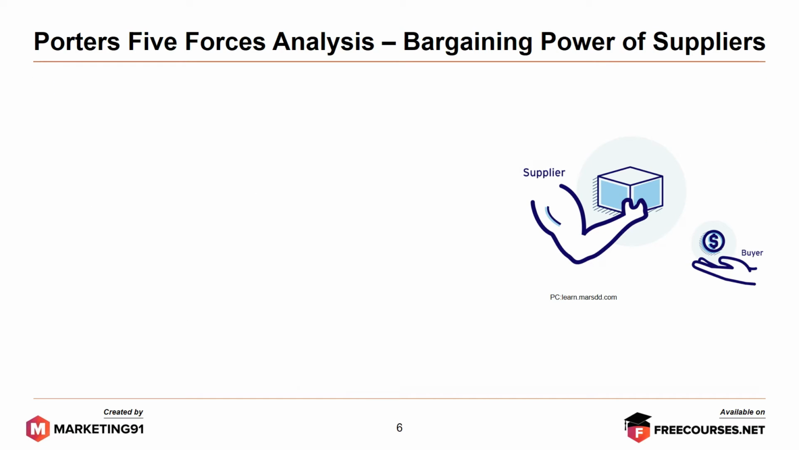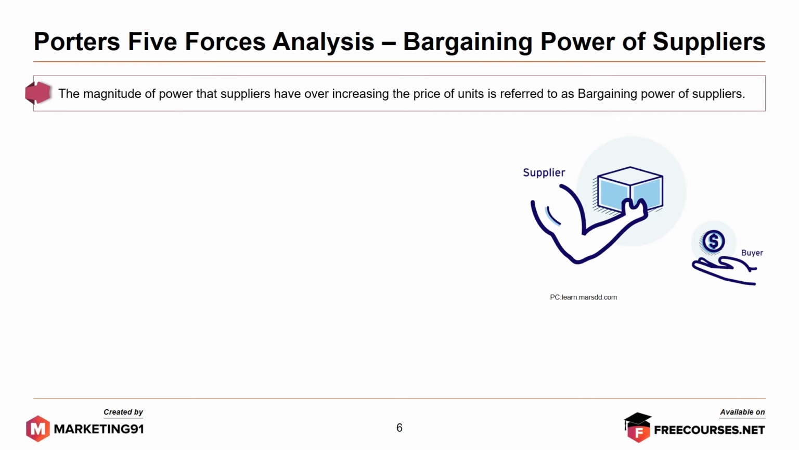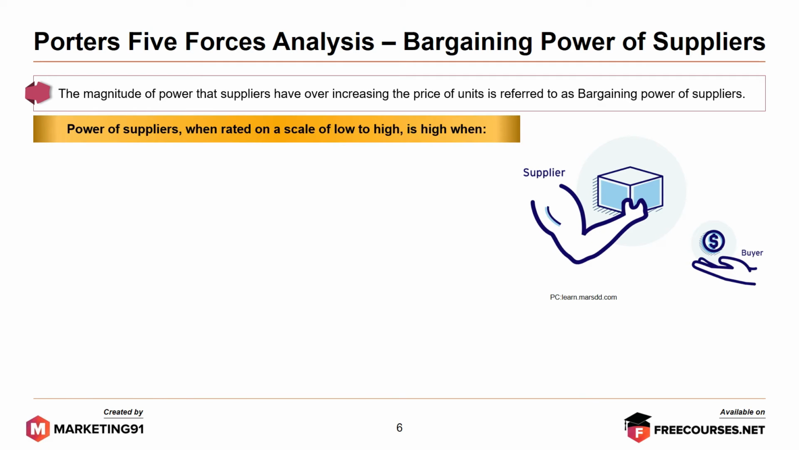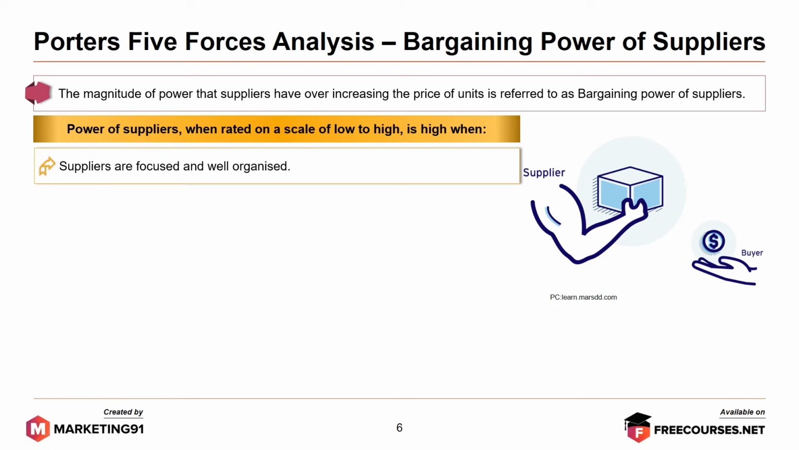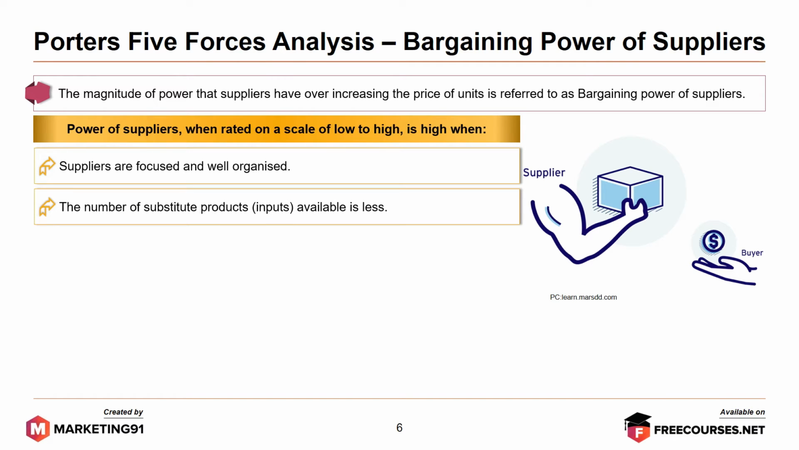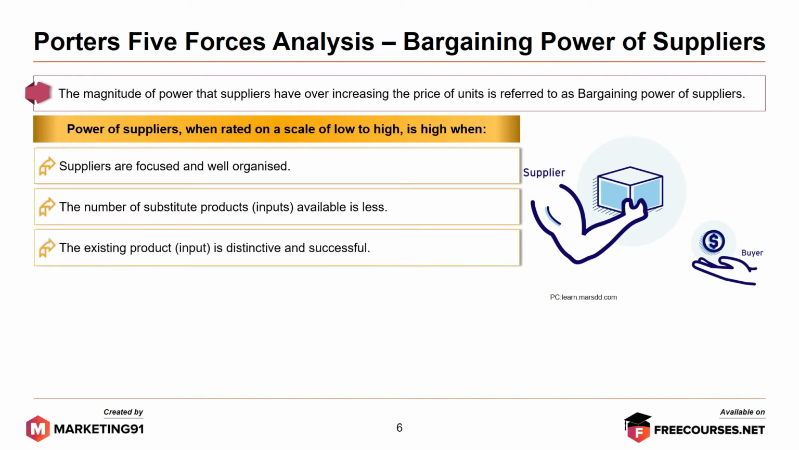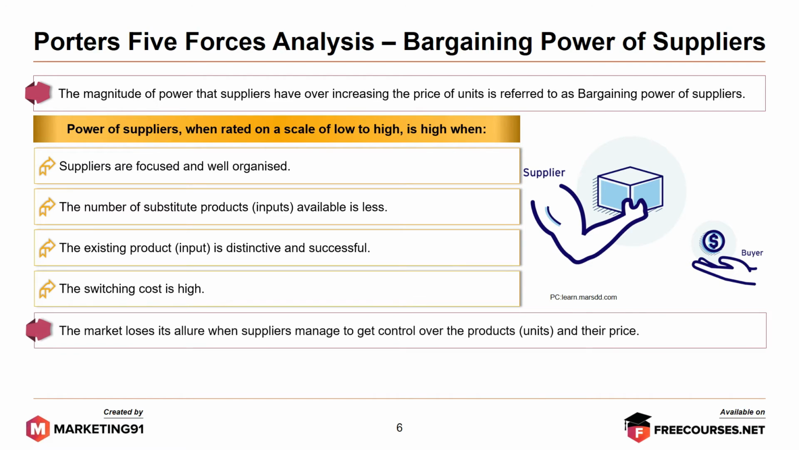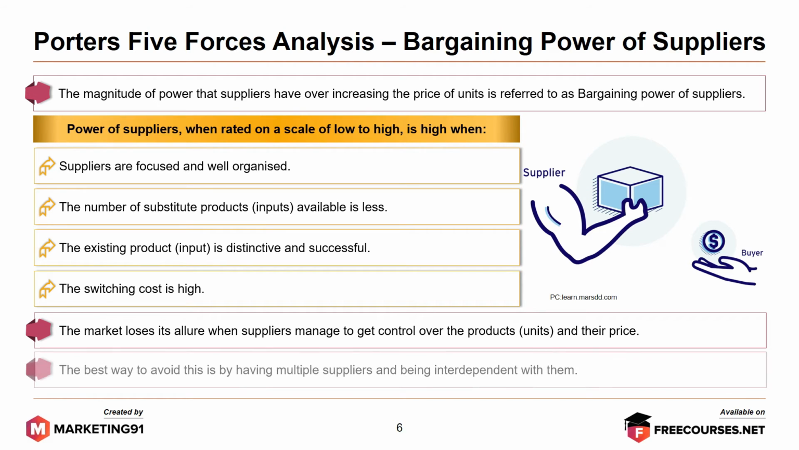Next, bargaining power of suppliers. The magnitude of power that suppliers have over increasing the price of units is referred to as bargaining power of suppliers. Power of suppliers when rated on a scale of low to high is high when suppliers are focused and well organized, the number of substitute products as in inputs available is less, the existing input is distinctive and successful, and the switching cost is high. The market loses allure when suppliers manage to get control over the products and their price. The best way to avoid this is by having multiple suppliers and being interdependent with them.